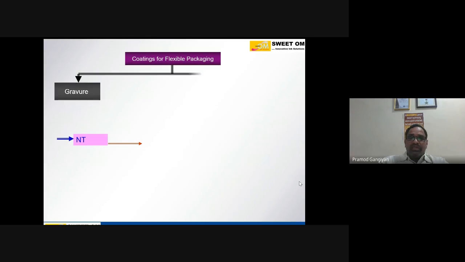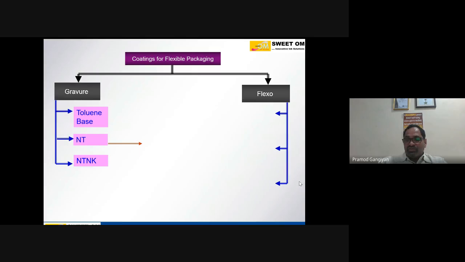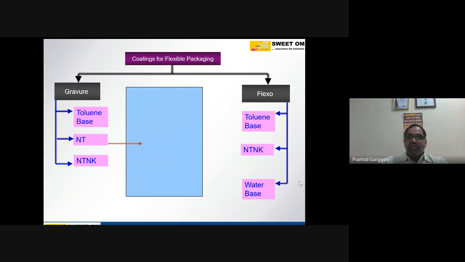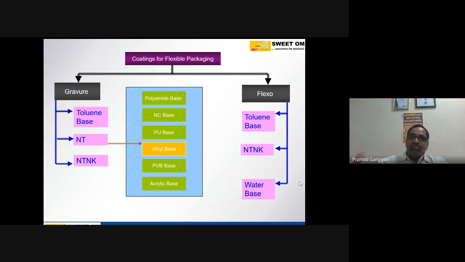Now, this is again the same thing. I'm giving another picture of what we have discussed earlier. This is just summarizing what we have discussed so far in a different way. The coatings for the flexible industry, like we have discussed, can be process specific, like gravure application or flexo application. It can be solvent specific, like toluene based, non-toluene based, non-toluene non-ketonic based, like this. And then there are different dimensions. If you want to make toluene-based coatings, what type of substrates and what type of resins we have to use. So this gives a glimpse of it.